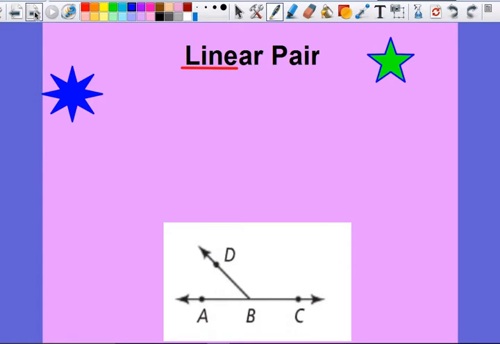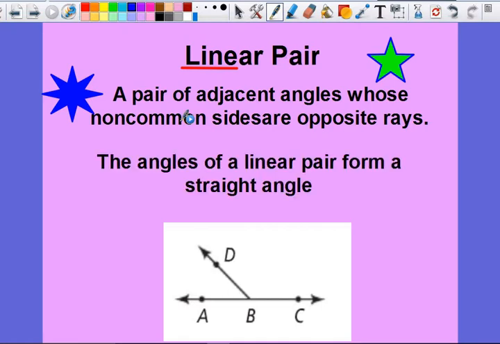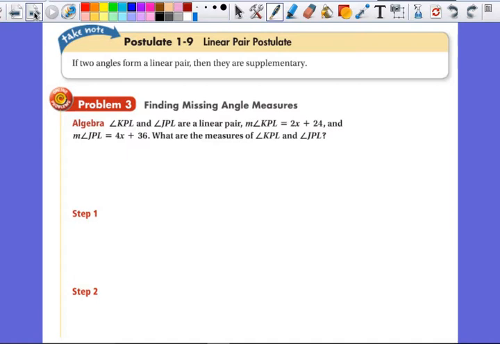All right, next thing we're going to talk about is a linear pair. A linear pair, keyword there, if you see that it's underlined, is linear. A pair of adjacent angles whose non-common sides are opposite rays, all right? The angles of a linear pair form a straight angle. So we've seen this a lot, now we're giving it an official name. It's two angles that form a straight line, we're calling it a linear pair, all right? For one, it's called a straight angle. For two of them put together, we call it a linear pair. You've seen this before. Which means if I take these two angles together, add them together, they're going to equal 180. All right?